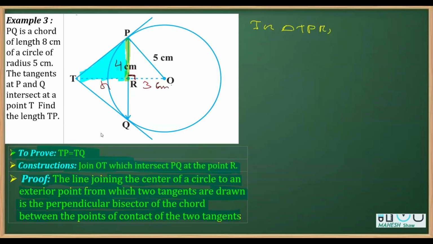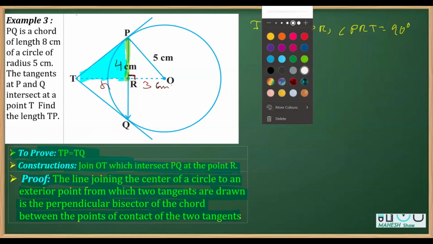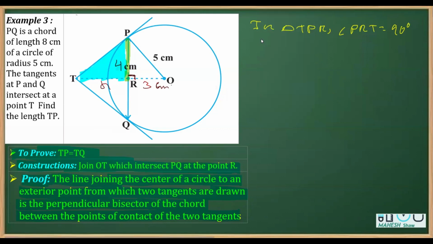So we have one angle as 90 degrees, that is angle PRT is equal to 90 degrees. So we can say that the square of the hypotenuse, and what is the hypotenuse here, is TP. So TP square will be what? It will be X square plus 4 square. So I mark it equation 1.